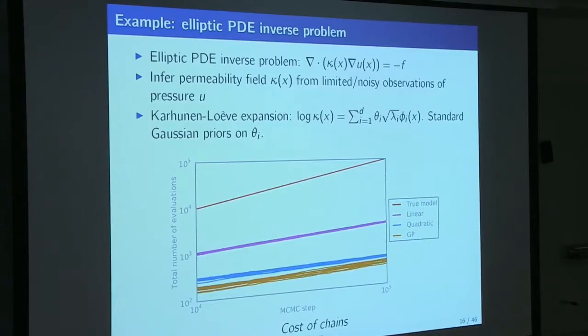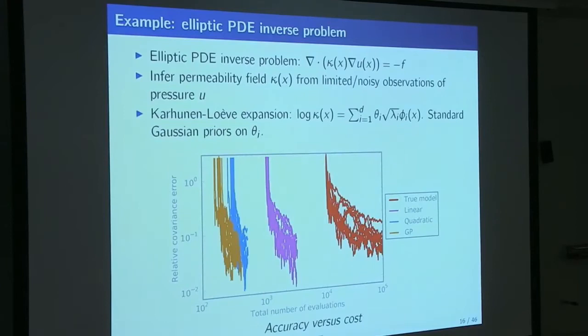But what about the accuracy? So if I now show the total number of model evaluations on the horizontal axis, so this is cost, this is our unit of cost, and accuracy. So how do you estimate accuracy? Here I'm just taking the covariance of the posterior, the matrix, and I'm comparing it to the true covariance, which I get from exhaustive sampling, and look at some notion of relative error.